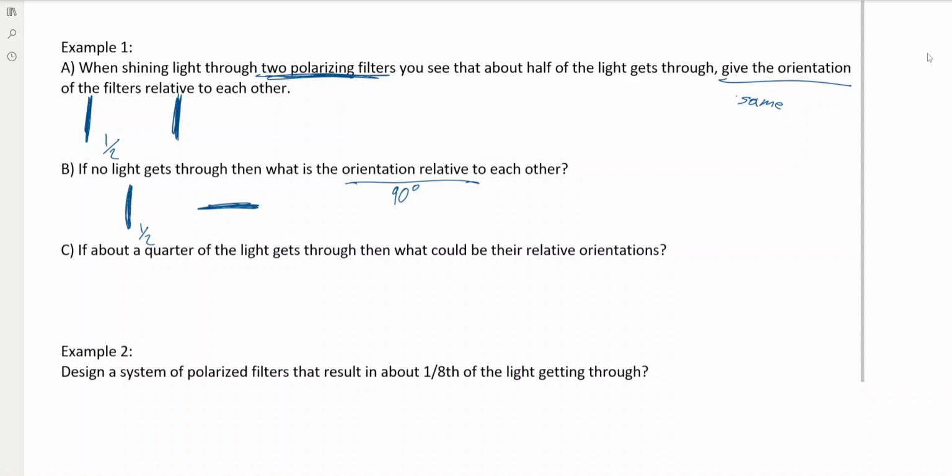If about 1/4 of the light gets through, then what could be the relative orientations? This one's going to be a little bit annoying. So if you get half the light getting through over here, this must be at some sort of angle to allow 1/4 of the light. So another half the light getting through here. So multiplying to get that 1/4. So somehow this must be allowing half the light through.